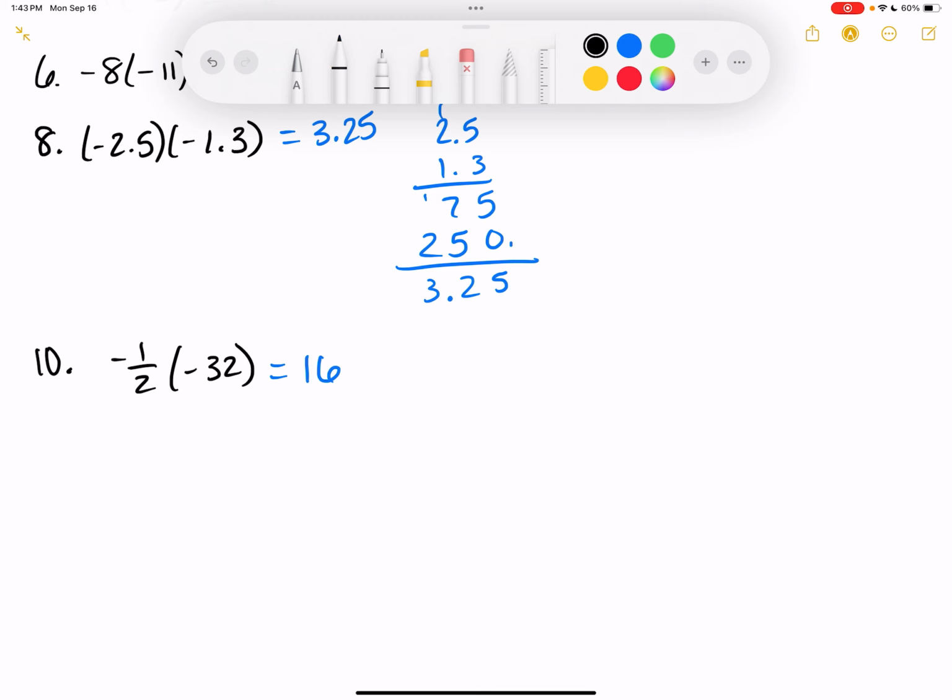Number 12, I've got 0.5 times negative 20 times negative 3. This one you should show steps for, because there's more than two numbers. So 0.5 times negative 20 would be what? Negative 10. Multiplying half of 20 is 10. So negative 10 times negative 3 is positive 30. So that's how your work should look for this.